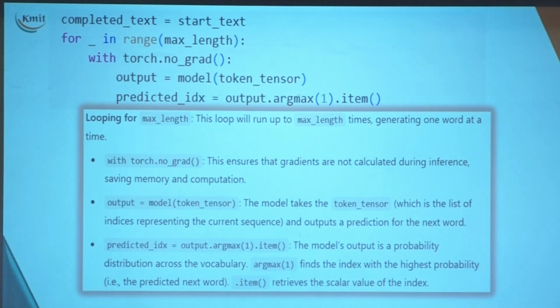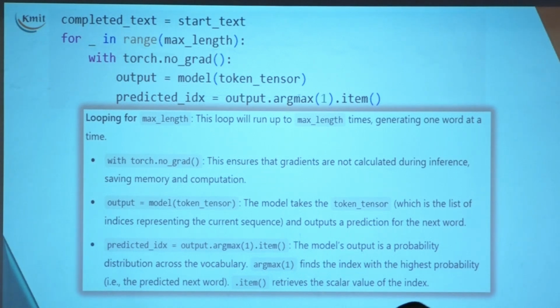So in the output logits, the one which is closer to 1 has the highest probability, and that word will be printed. Are you clear? This is important, guys. Predicted index is nothing but output.argmax(1).item(). Dot item will give me the index of that particular word.